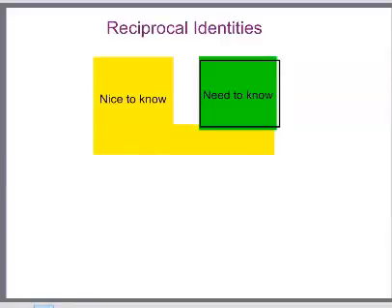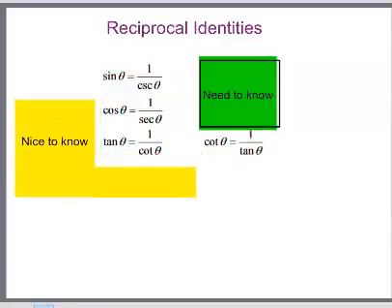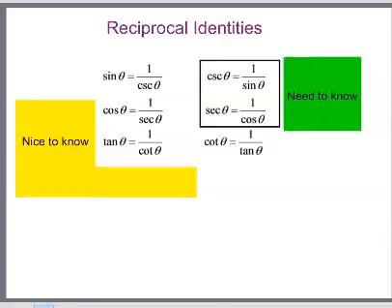This is the nice to know. Honestly, I wouldn't pay too much attention to it. I hardly ever use those. And you kind of know this anyway, that sine is the reciprocal of cosecant, cosine is the reciprocal of secant, etc. But this in green, this is really the one that we use a lot.